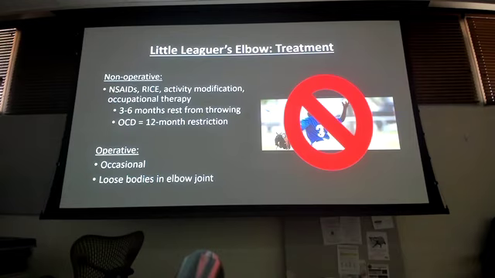So how long are they not going to throw? It says here 3 to 6 months. How long is a baseball season? I have no idea, but it's at least 3 months, right? So they're out for the entire season, depending on how bad it is.